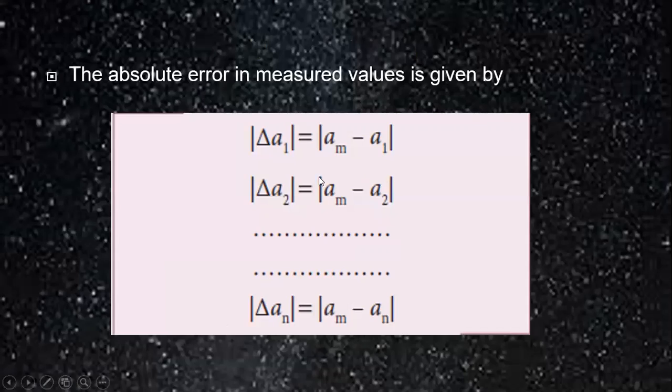So we can find it out. Here AM is the true value and A1 is the measured value. So modulus of delta A1 is equal to modulus of AM minus A1. So true value minus measured value. Like that, modulus of delta A2 is equal to modulus of AM minus A2. Similarly, we can find it up to AN. So modulus of delta AN is equal to modulus of AM minus AN. Okay. So this will give you the absolute error.